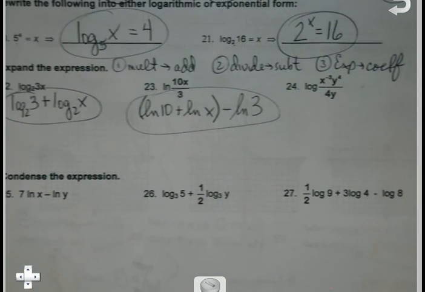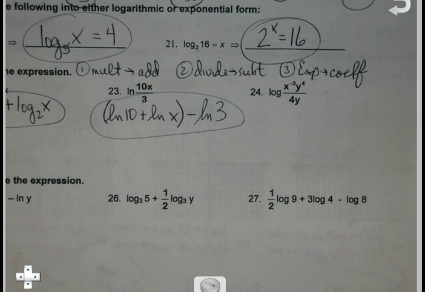Now the last one, it's the mother lode. We get a little of everything here. So here again, I'm going to do this one in steps.